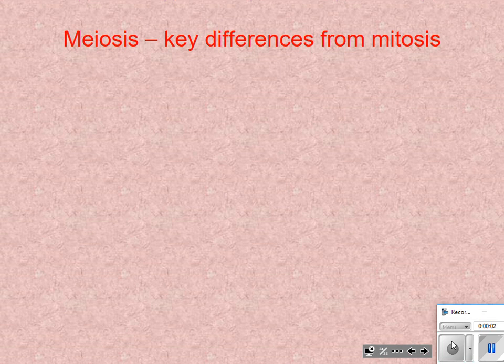Based on what you put in your interactive notebook, what do you think we're going to talk about today? What was that, Lewis? The differences between mitosis and meiosis. Okay? The differences between mitosis and meiosis.